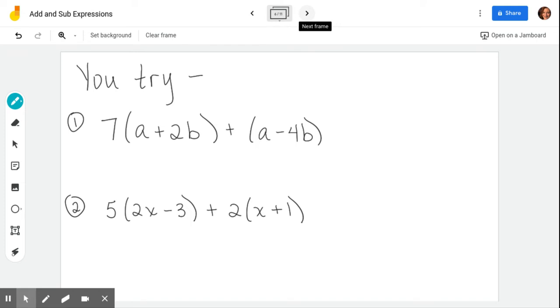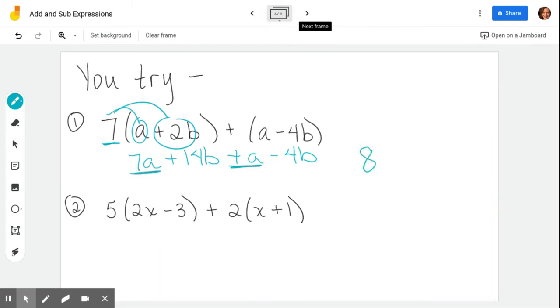Okay. So on the first one, I don't have anything attached to the second set of parentheses. So I really just need to deal with this 7. So here's my mailman. Here's a house. Here's a house. Distribute to each house in the neighborhood. 7 times A is 7A. 7 times positive 2B is positive 14B. And then over here, I've got a positive A and I've got a minus 4B because I didn't have to do the distributive there. Like terms, 7A plus A is 8A. And then 14B minus 4B is a positive 10B. 8A plus 10B.